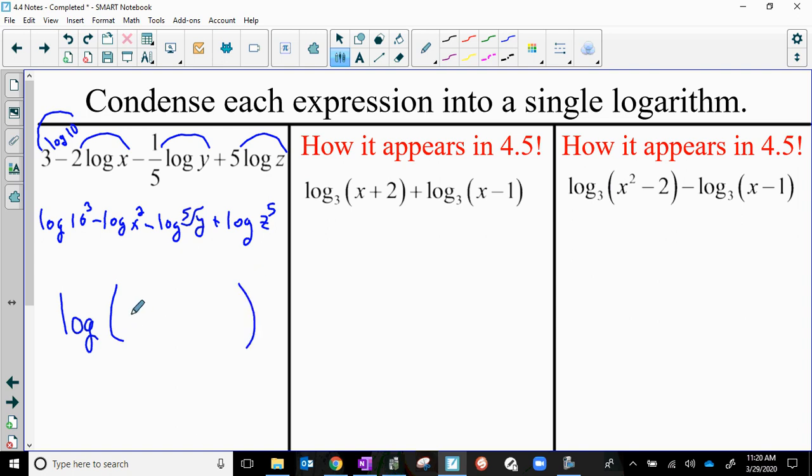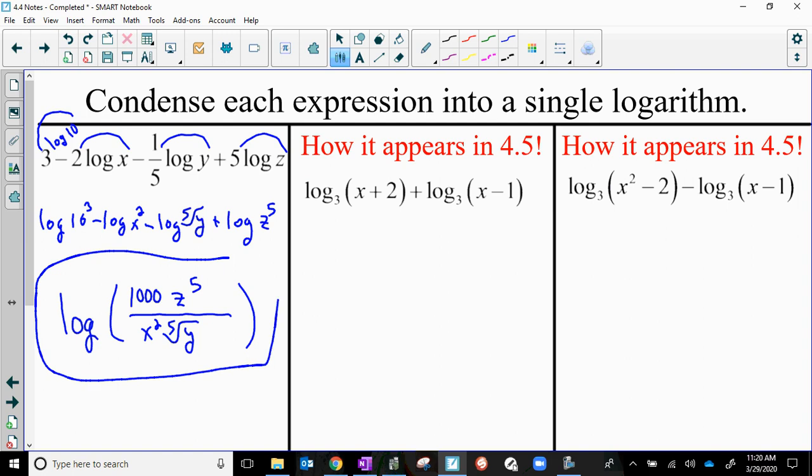So remember, logarithms are exponents. So if it's a negative exponent, it's going to the bottom. So we have x squared times the 5th root of y in the bottom. Don't put addition or subtraction in between any of these terms. So now we have what? 10 cubed, which is 1,000, times z to the 5th. And when you're good at these, you should be able to do it within 2 steps.